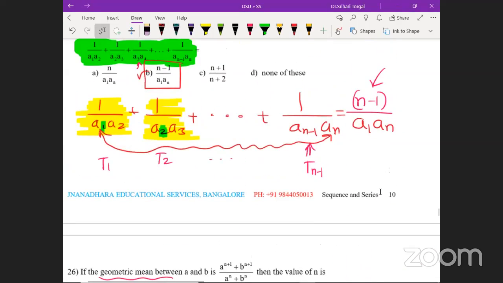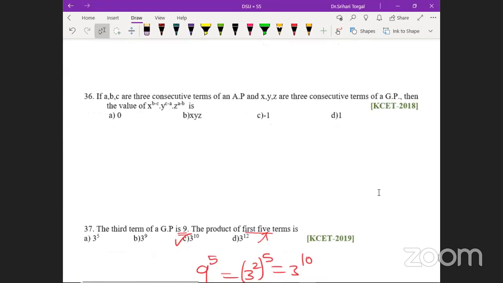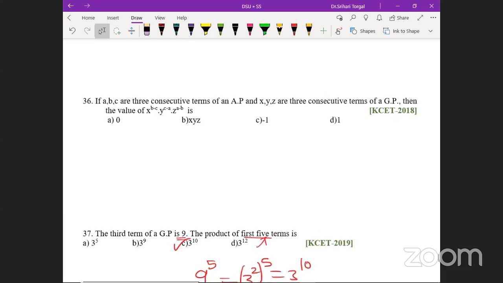Everything is over here. Karnataka CET 2018 problem. A, B, C are 3 consecutive terms of an AP and X, Y, Z are 3 consecutive terms of a GP, then the value of X power B minus C and Y power C minus A and Z power A minus B. Yeah. How to solve this? A, B, C are 3 consecutive terms of an AP. Take any 3 numbers for A, B, C. Let me take 1, 2, 3. Is that okay?